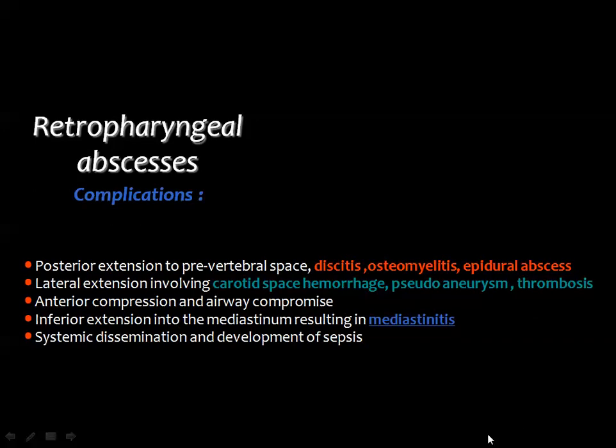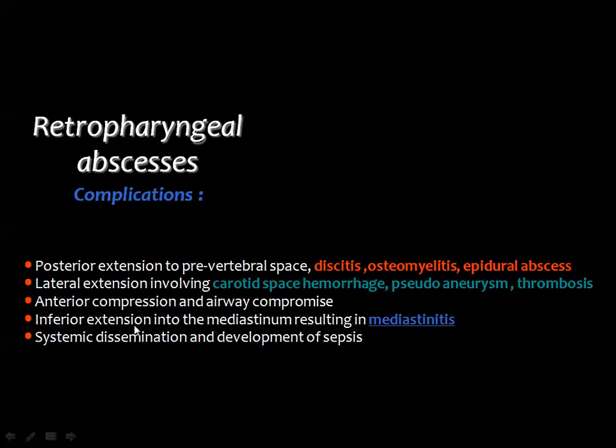Then complications of the retropharyngeal abscess: it may spread posteriorly, affecting the spine, leading to discitis, osteomyelitis, and spread of the infection inside the spinal canal. And the lateral extension is very dangerous because it will lead to a parapharyngeal abscess, which is intimately related to the carotid space, and it may affect the carotid artery or the internal jugular vein. Then, if the abscess extends anteriorly, it will compress the airway.